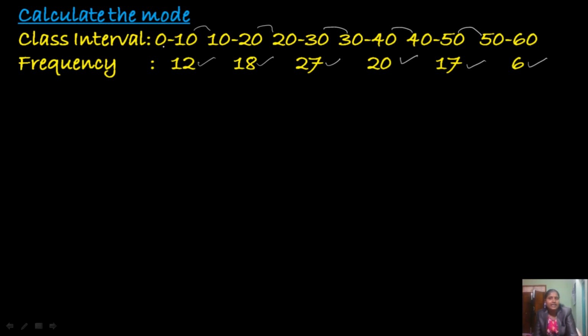Then the size and width of the class intervals are all 10, so the widths are equal. So we can proceed to calculate mode. Now look at the values given here. Here the distribution is regular, because the highest frequency is 27.